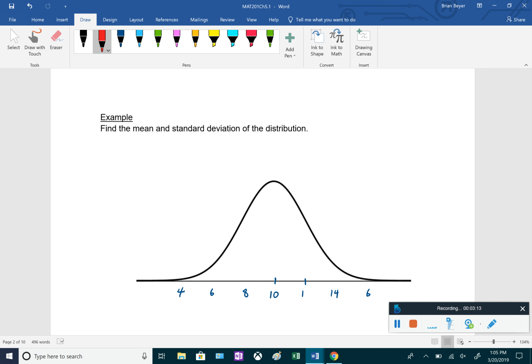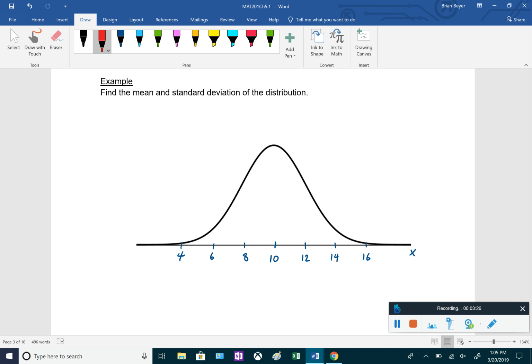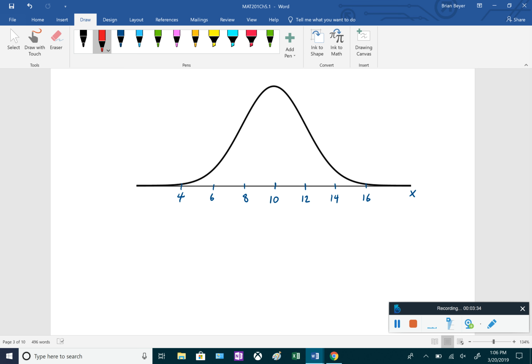Okay, doing an example here, let's find the mean and standard deviation of the following distribution. We have the horizontal axis labeled, and it's clearly a normal distribution because of the normal curve. I also have it labeled as x for the random variable. That just means that's essentially the data values. The mean is always directly down the middle. So this is going to be the mean at 10.